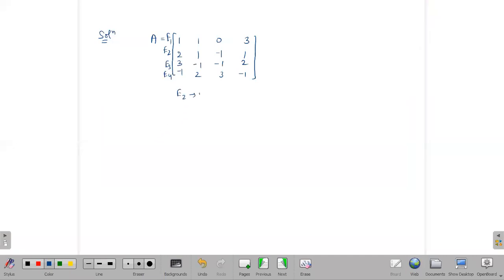Simply apply the operations E2 minus 2 into E1, E3 minus 3 into E1, E4 plus E1. So our A will be, or I can write it as minus of minus E, since that will look odd actually. So it is minus 1.